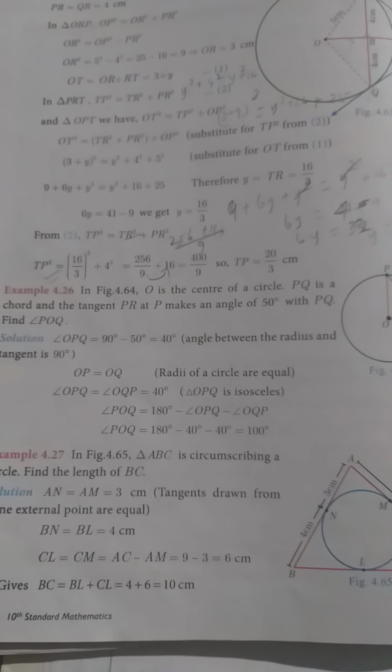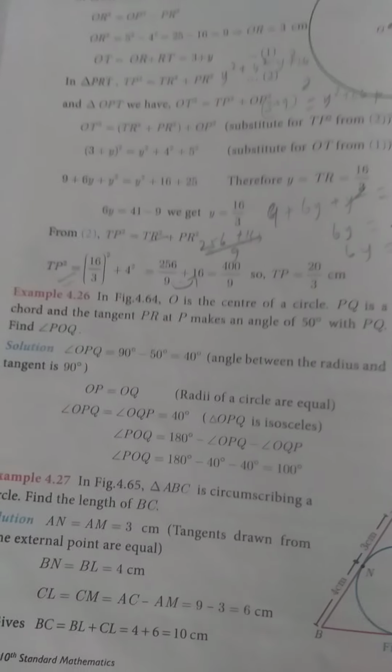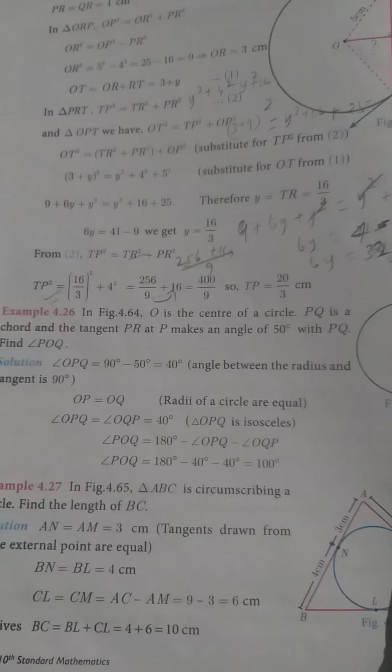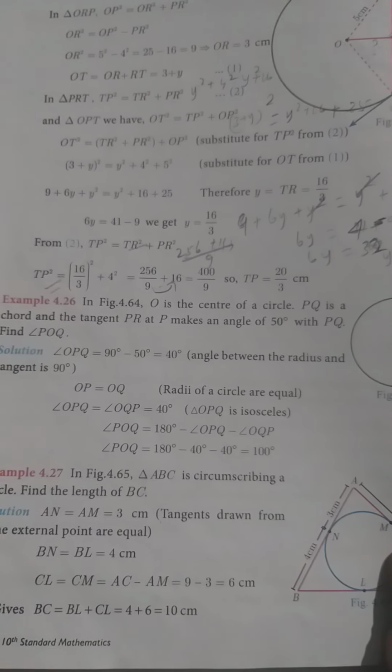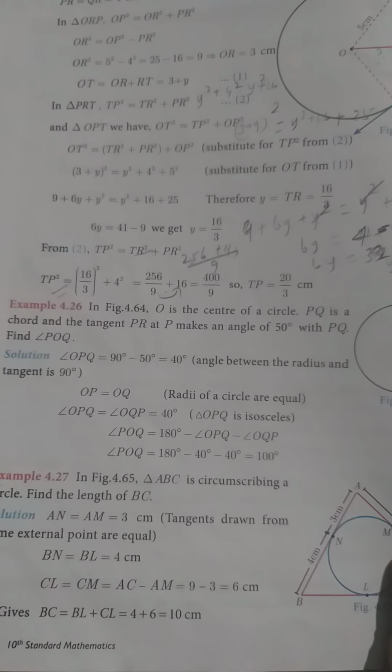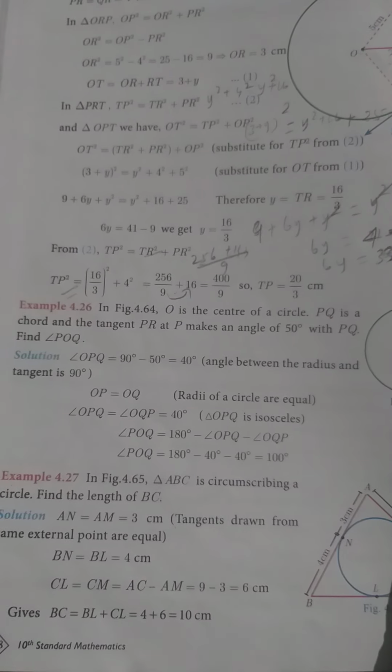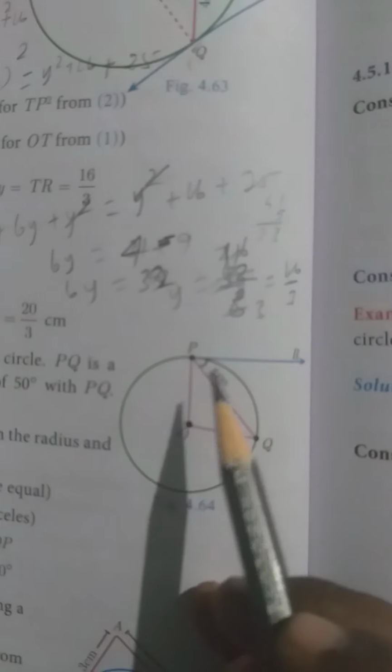Okay children. Next one is in diagram. O is the center of the circle, PQ is the chord, and the tangent PR at P makes an angle of 50 degree with PQ. Find angle POQ.